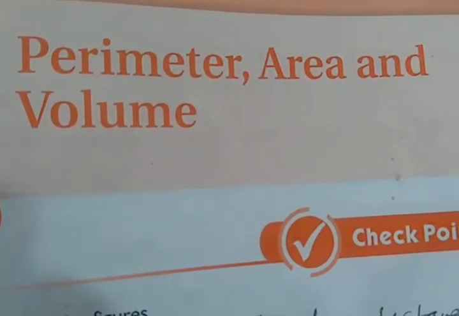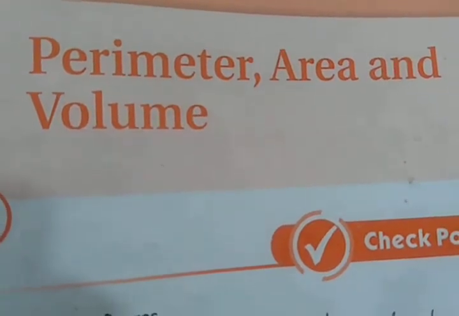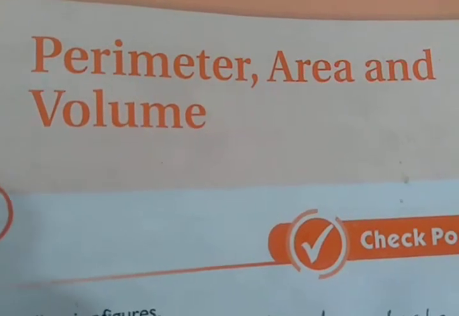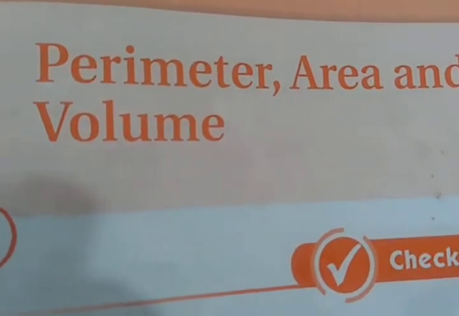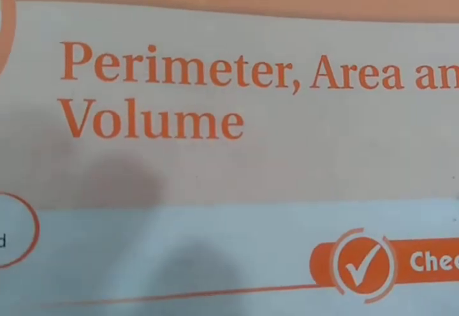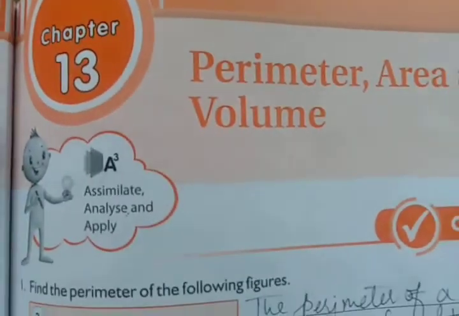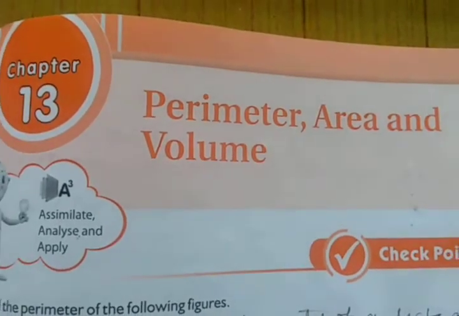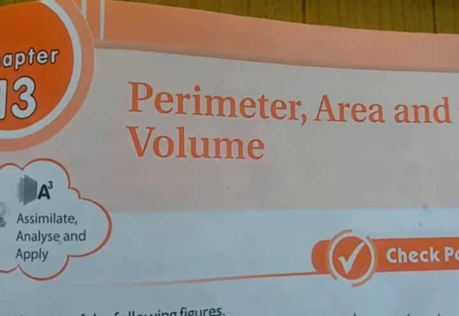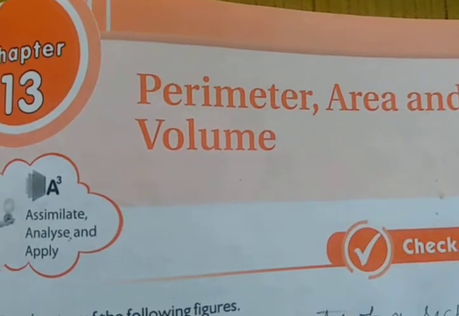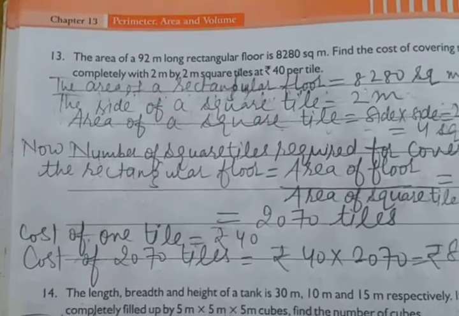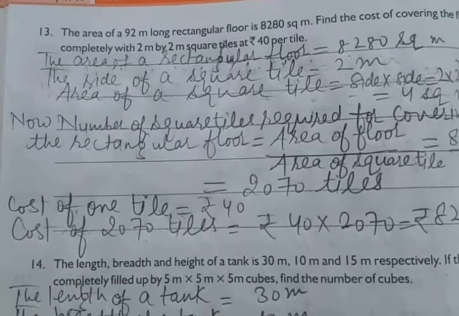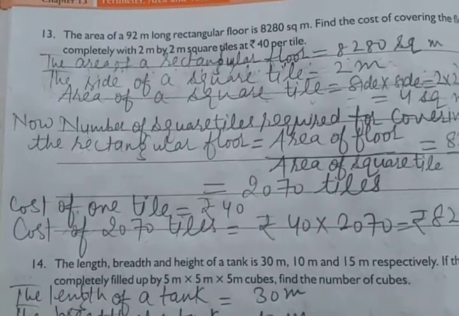Today I am going to teach you some word problems based on perimeter, area, and volume of your book, My Observations, chapter number 13. Chapter number 13, perimeter, area, and volume. Okay, some of the problems based on area and volume. So let's try question number 13 of chapter number 13, My Observation, Maths.